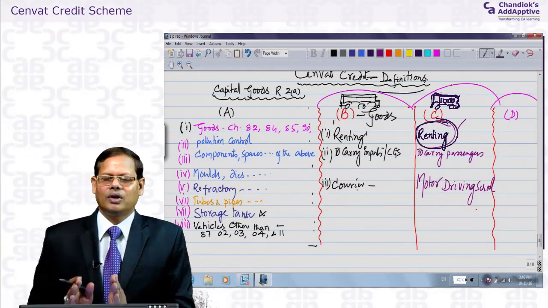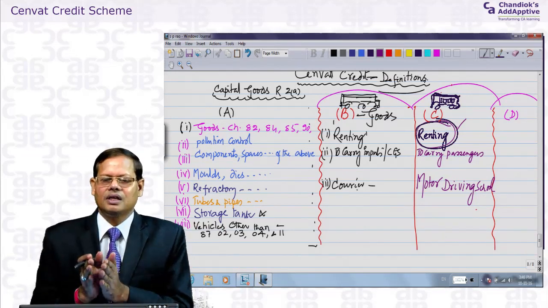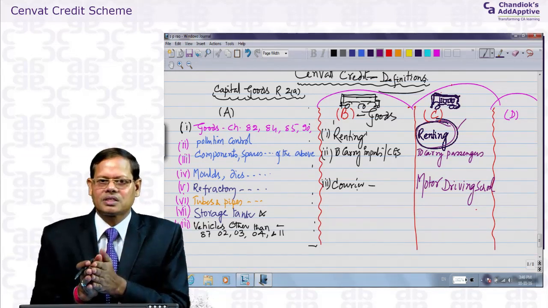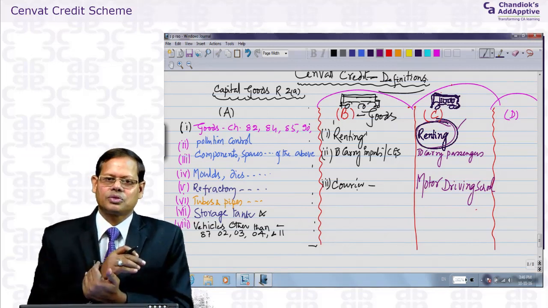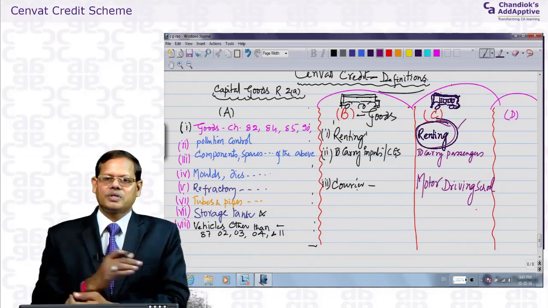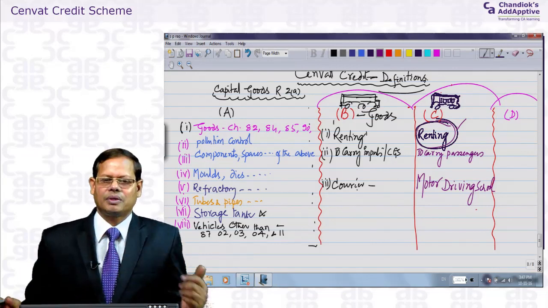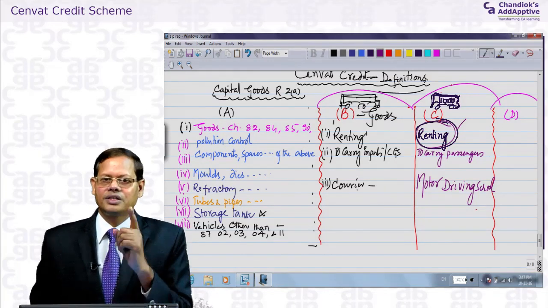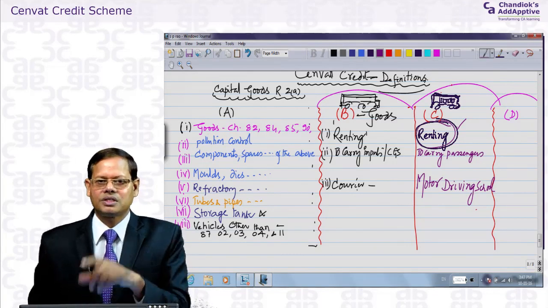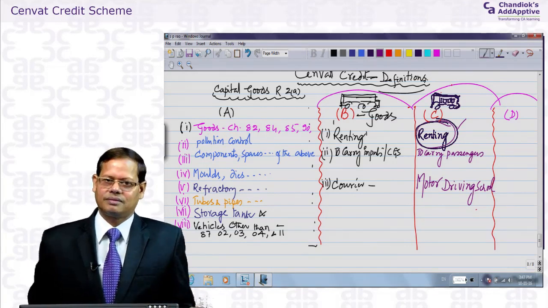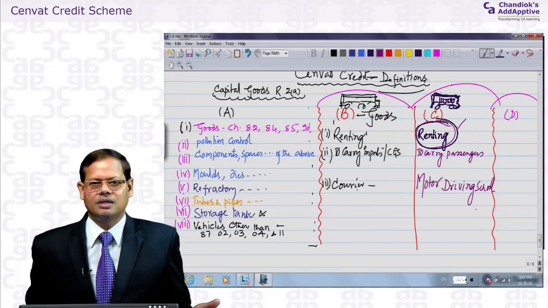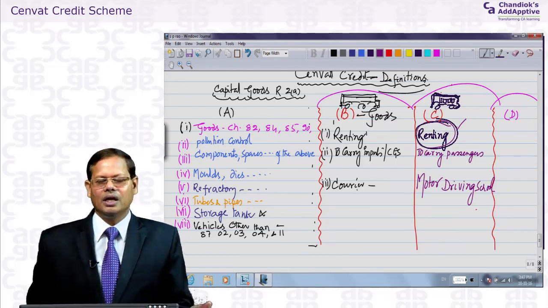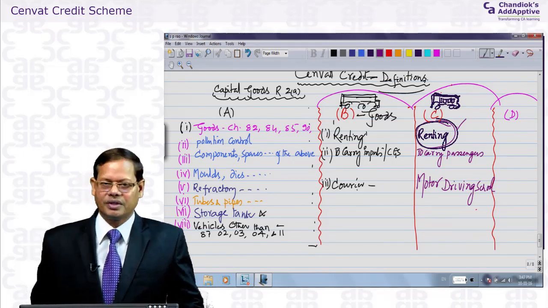So, for these specified services, these service providers can take them as capital goods. For others, no. Only for these specified service providers, it is capital goods. Provided that these vehicles are registered in the name of these service providers. Registration in their name is compulsory. So, C is okay, and D is simply components and spares of the above.